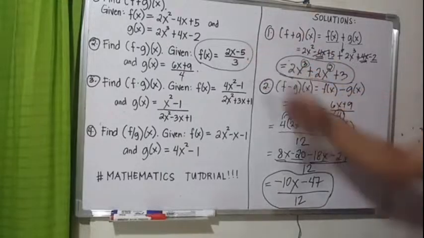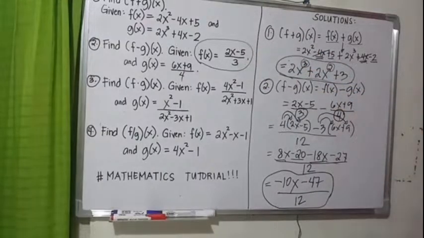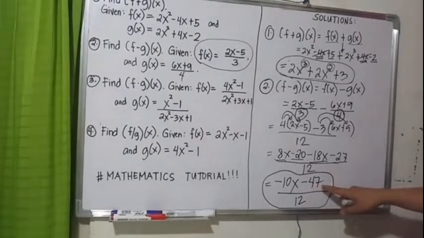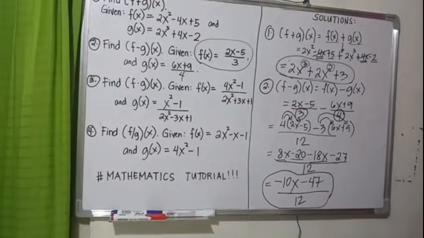Difference of that given functions. Negative 10x minus 47 over 12. Okay. Next, example number 3.